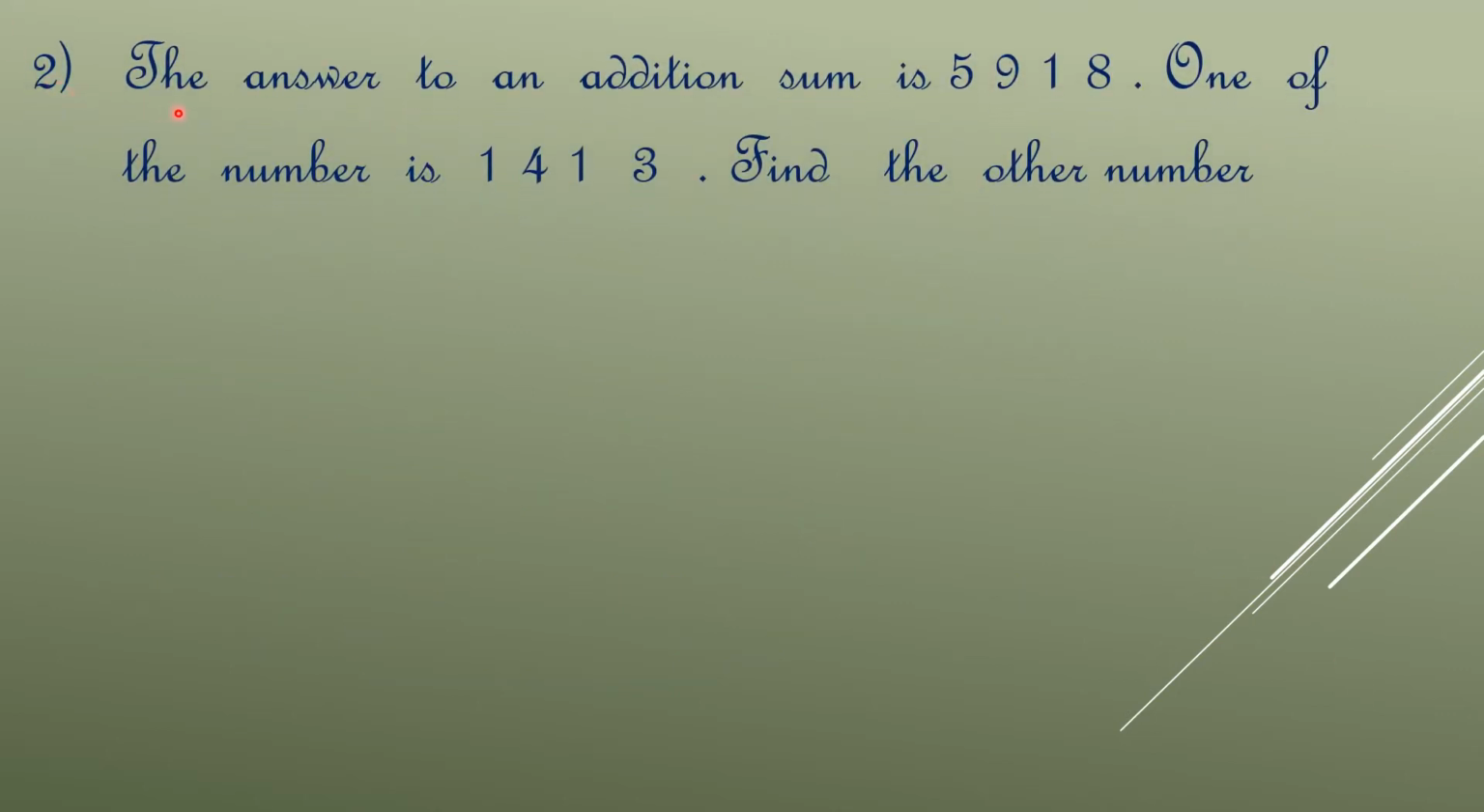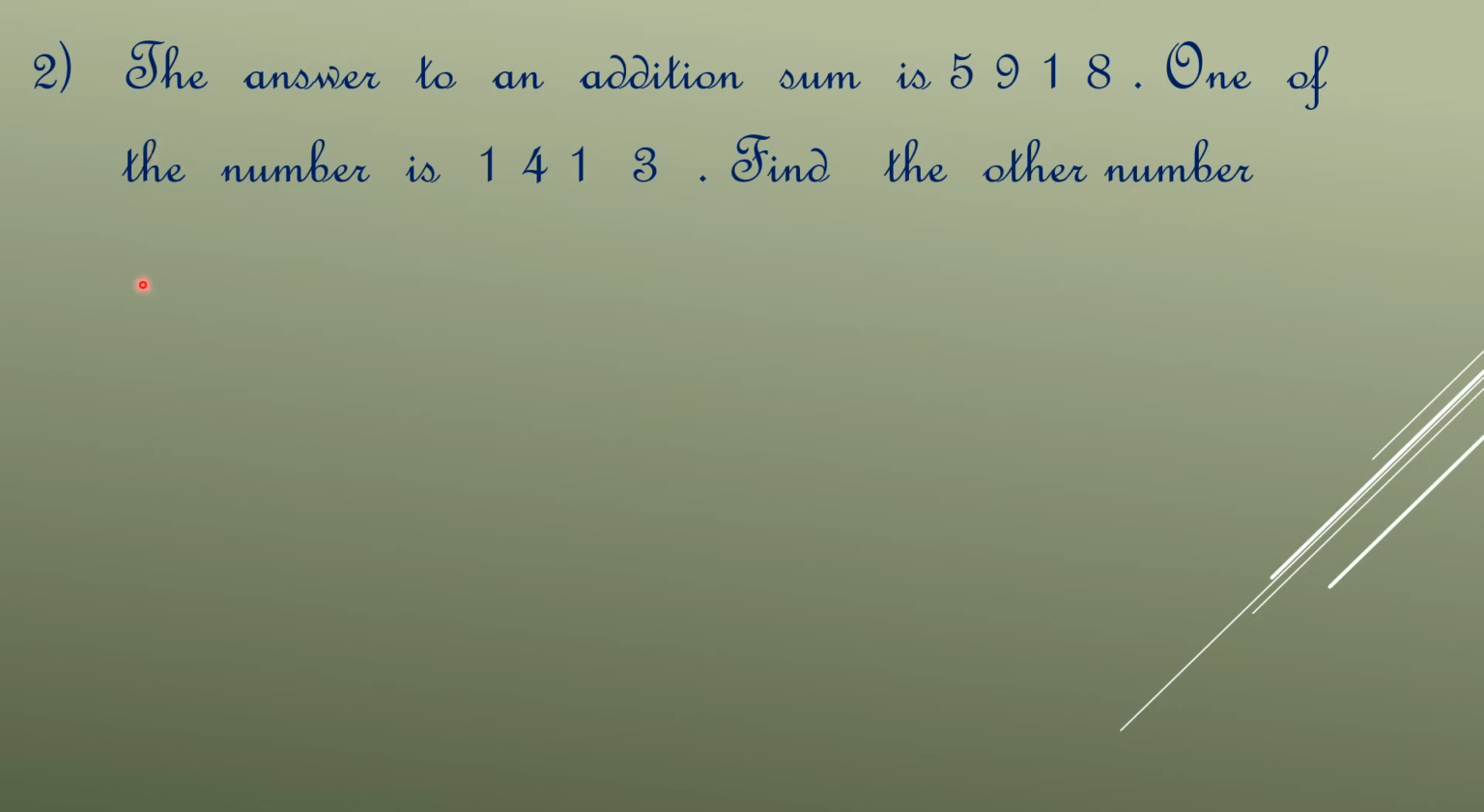Example number 2. The answer to an addition sum is 5,918. One of the numbers is 1,413. Find the other number. Now here they have said an addition sum. After adding the numbers, you got this answer. And one of the numbers is 1,413. You have to find the other. When you get sums like these, children, where they give you one number and you have to find the other, you have to subtract. And here you have to subtract it horizontally.